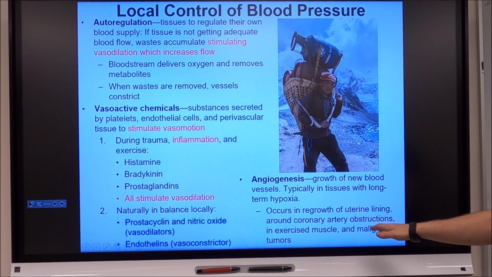Let's see, what else do we want to say here? Coronary artery obstructions, exercise, and muscles. Yeah, I think that'll do.